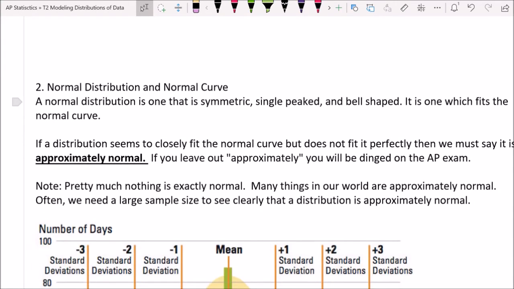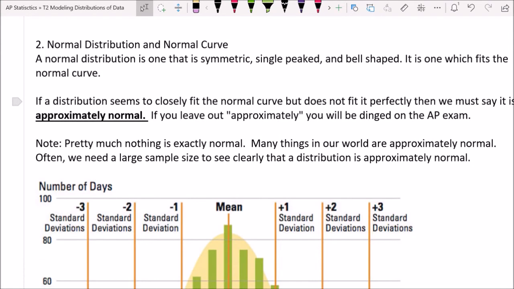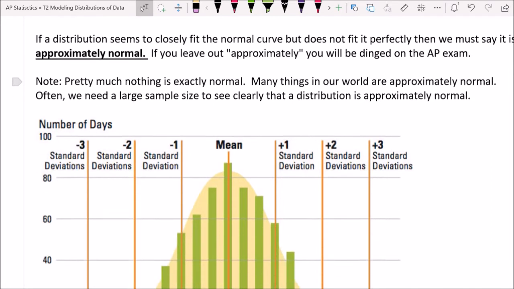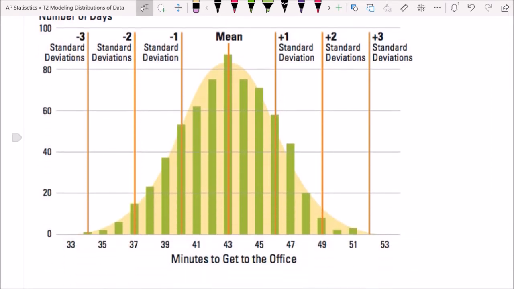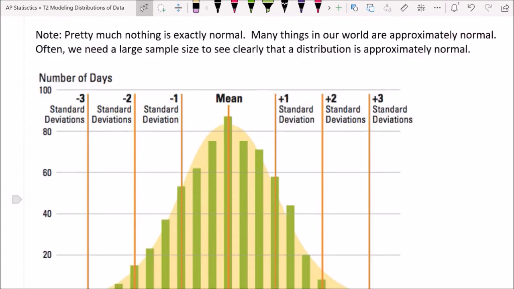All right, now to the normal distribution and the normal curve. So a normal distribution is a symmetric single peak bell-shaped distribution. And the distribution is describing how data are laid out. The normal curve actually is a specific equation. Okay, we're not going to be concerned with the actual details of the equation. Just know that it produces what people typically call a bell curve.